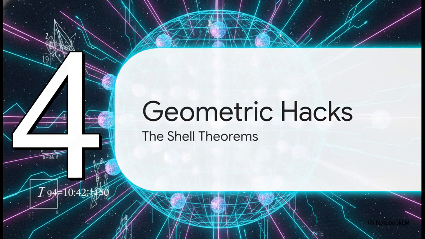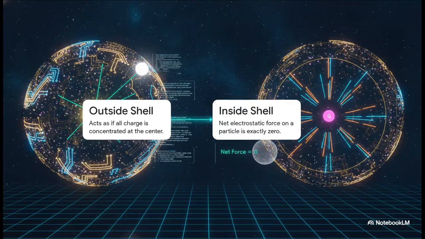Section 4, Geometric Hacks, the shell theorems. Calculating individual vectors for trillions of electrons in a massive sphere would be incredibly messy, right? But the universe has this brilliant geometric shortcut. Step 1 tells us that if you're outside a uniform shell of charge, it mathematically behaves as if all its charge is concentrated at a single, holographic point right in the center. And even wilder is step 2. If you place a charged particle inside that uniform shell, the forces pulling from all directions perfectly cancel each other out, instantly creating a completely force-free safe zone. It's like a built-in cheat code.